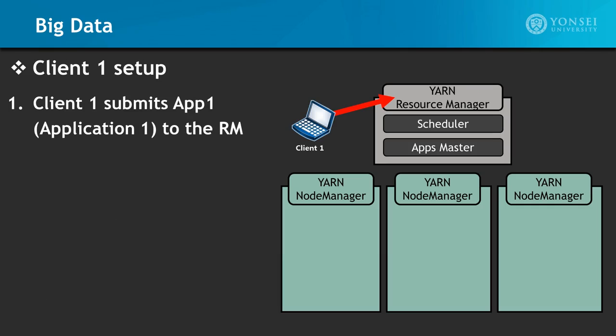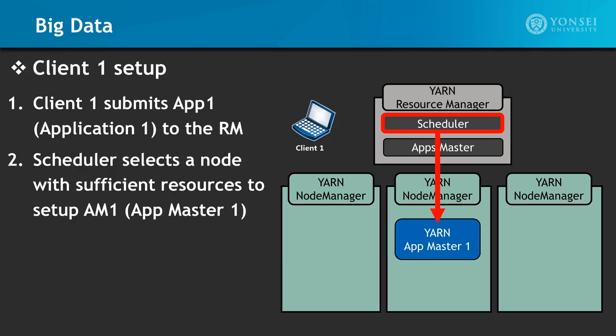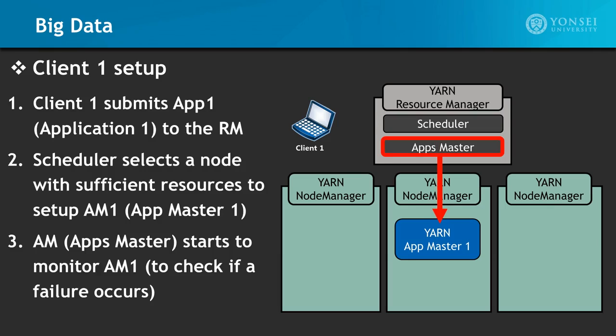Client 1 submits app 1, application 1 to the resource manager. The scheduler selects a node with sufficient resources to set up app master 1 on the node manager. I do need to mention that this is app master 1 on the node manager, and on the resource manager it is apps master, it's plural. The apps master, which is on the resource manager, starts to monitor the app master 1 to check if failure occurs. Now, this monitoring process continues on for the entire duration of this application.